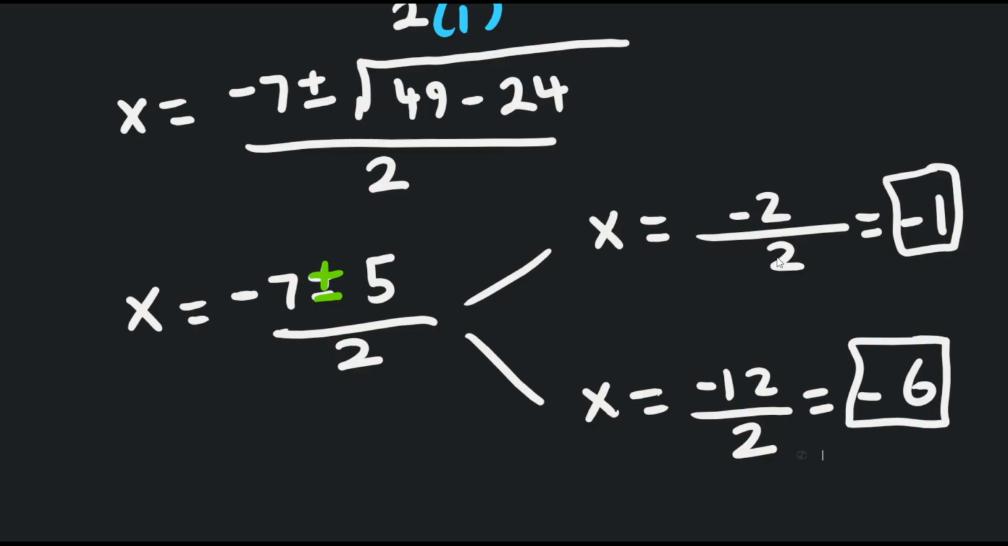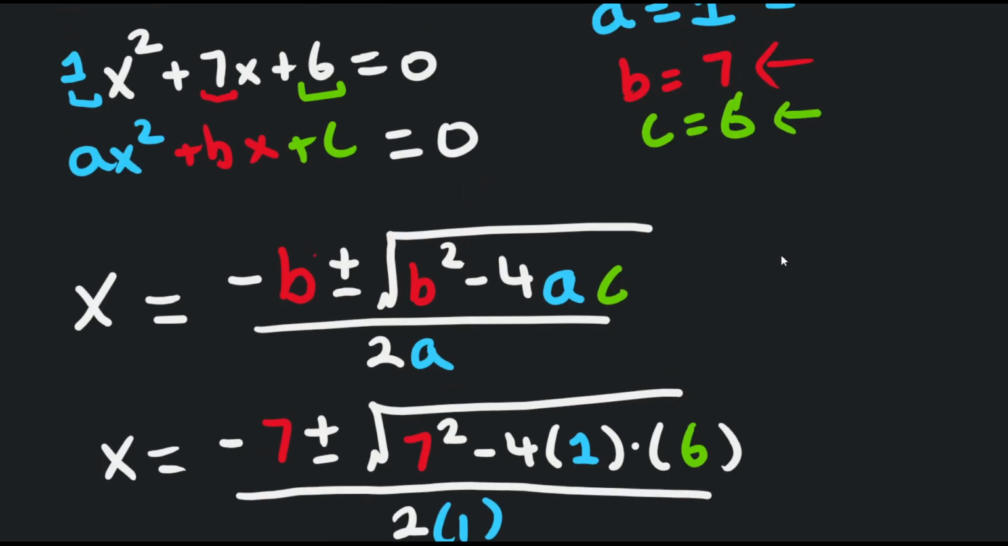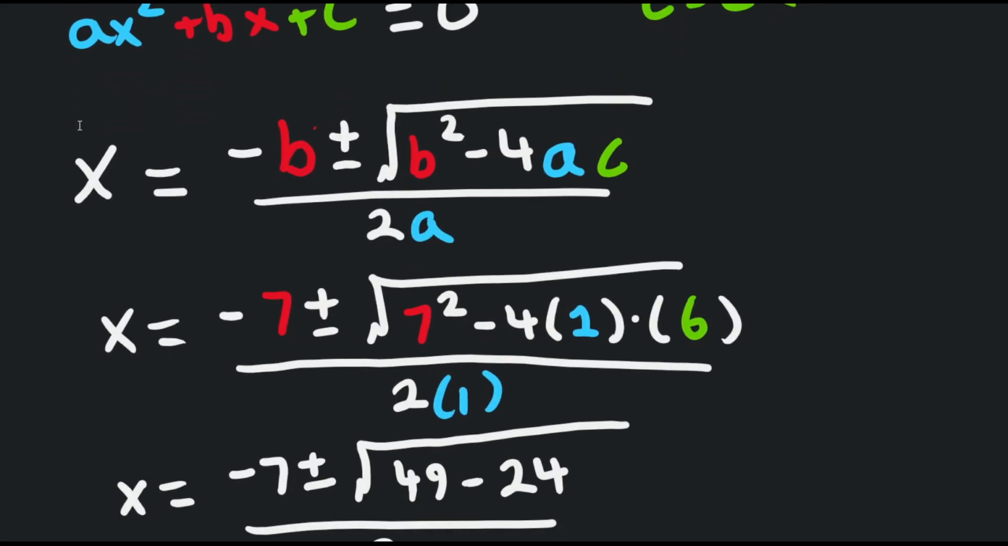And there we go. That's how we use the quadratic formula to solve any quadratic equation. And again, this is the quadratic formula right here. It states that x equals -b plus or minus the square root of b squared minus 4ac, all over 2a.